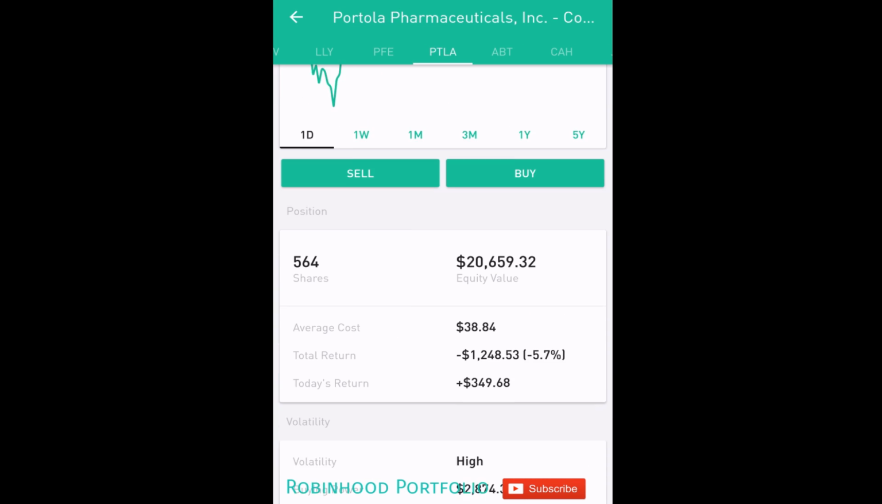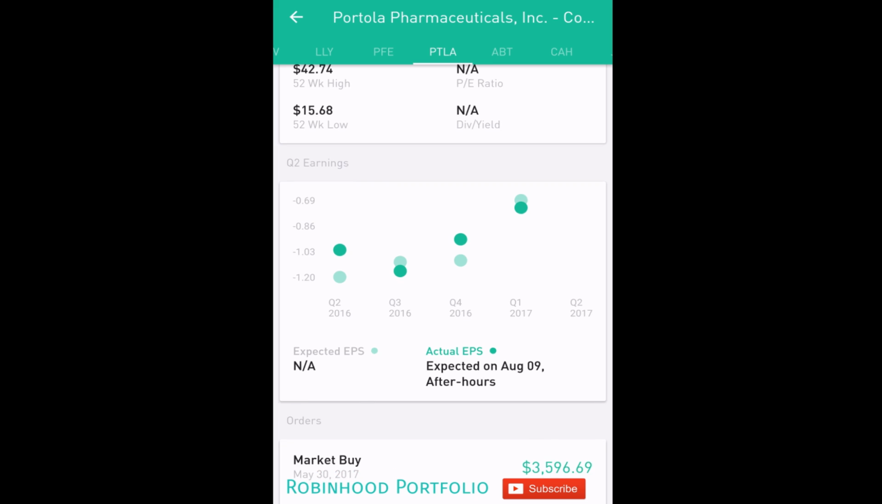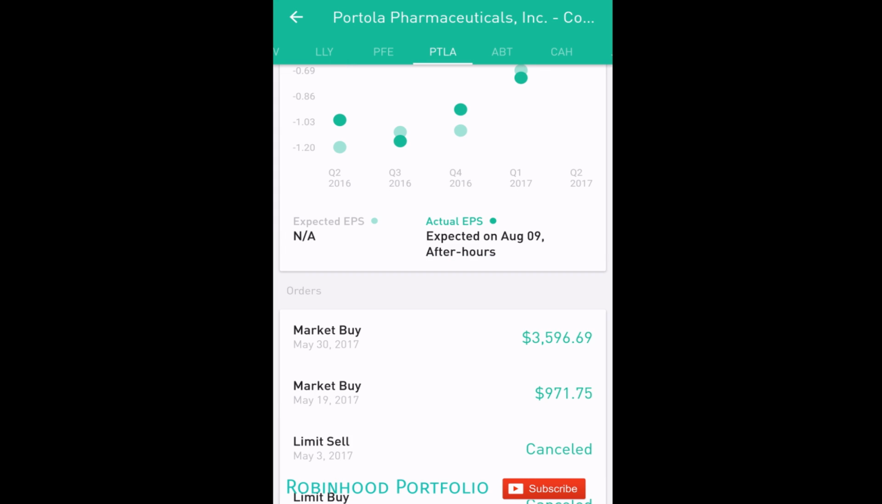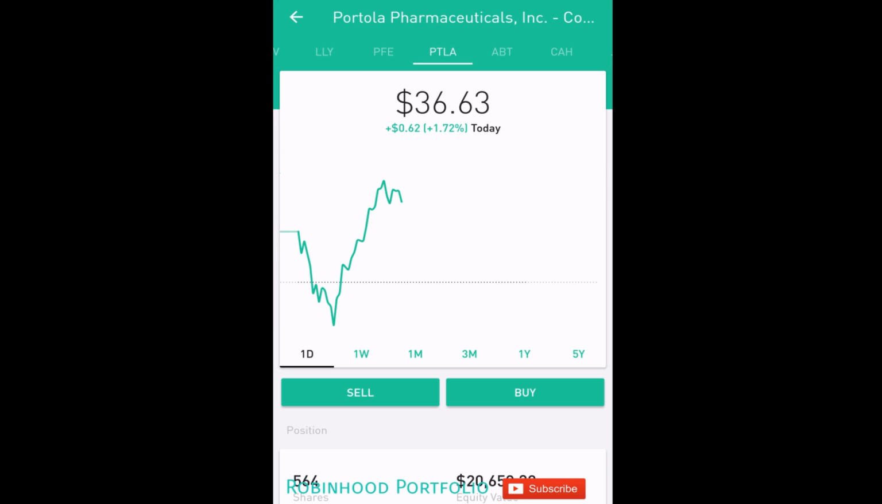Put in an order for Portola. You can see that on the bottom here. Bought almost $3,600 worth of stock, 100 shares, and you can see here it's trended up very nicely, $36.63. So I made about $50 to $75 on that particular trade so far.